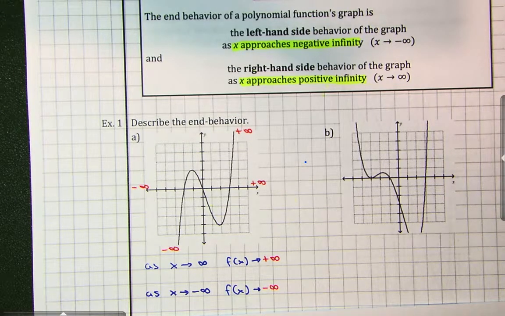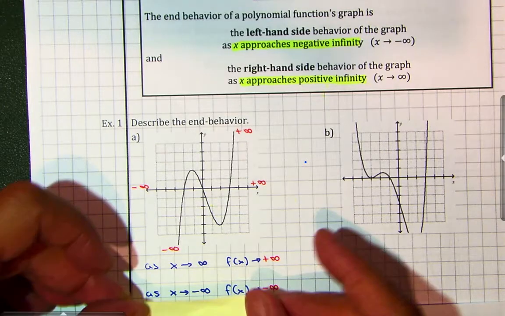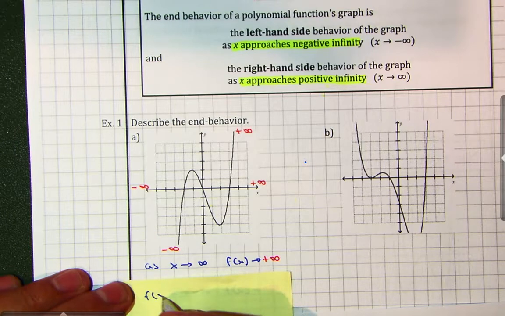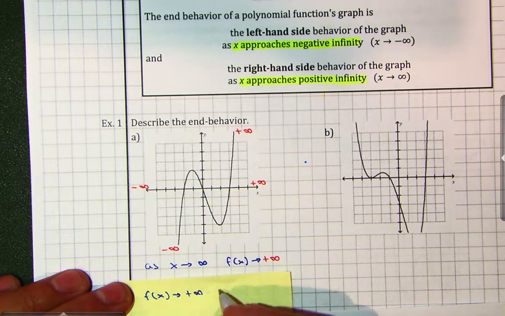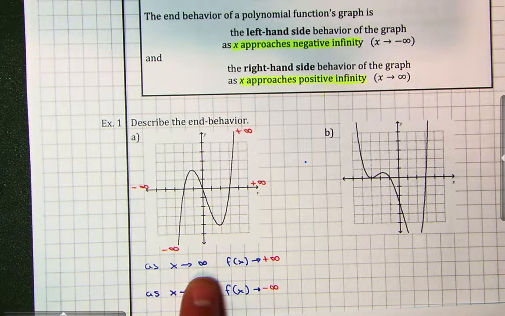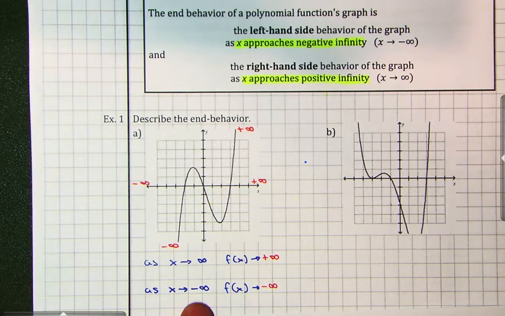Now there are going to be times that they might write it down in a different way. So it'll be as f of x approaches positive infinity, as x approaches infinity. So you might see it that way, but it's basically the same thing. For my purposes, I prefer to write it down in this notation. I feel it's a little bit easier to understand. So therefore, let's go through this.